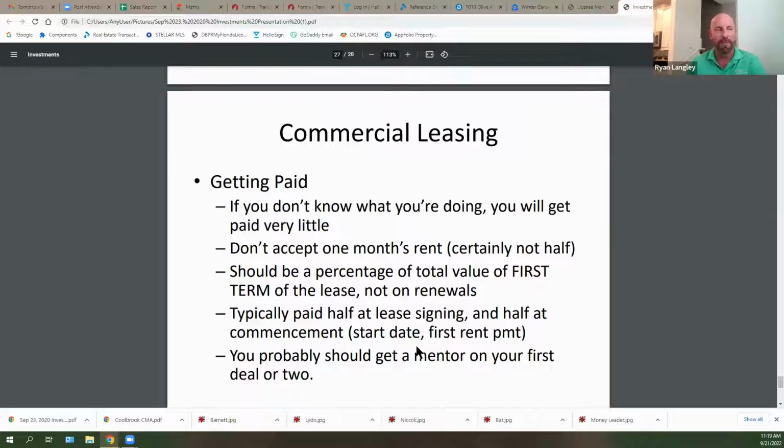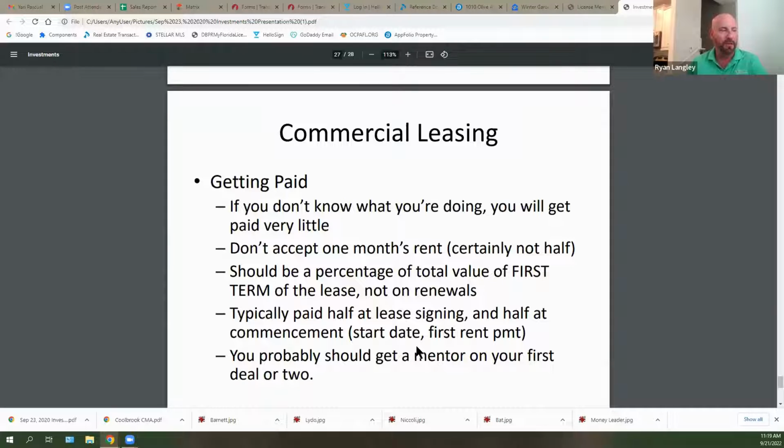Ask for the co-broke. If you're finding stuff on loopnet.com, crexi.com, you guys might want to write those down. I'm sure you've heard them before. LoopNet or Crexi, that's a good place to look. But before you deal with the commercial agent, ask them what the co-broke is, okay? Do not accept 1 month's rent as payment. You're going to do better than that. Certainly not half a month's rent.